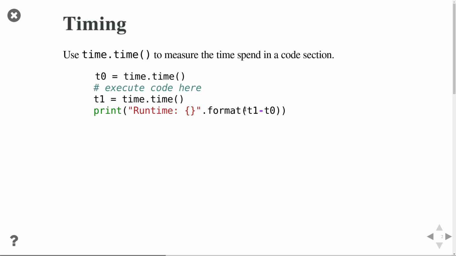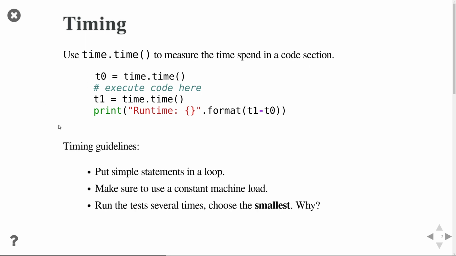So this is kind of wall clock timing. You check what the time is now, then you run the code, and then you check the time again, take the difference, and that tells you how long that piece of code took. And so you can use the time module to do exactly that. So it's a very simple concept, but it's very powerful. Just some guidelines.